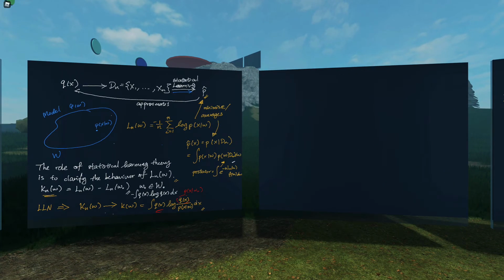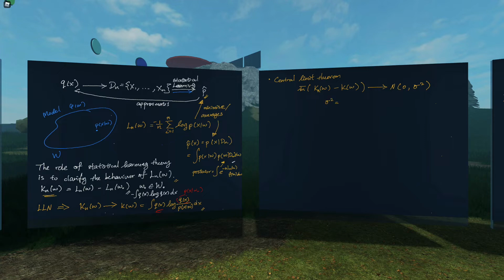The other thing that we can immediately see is using the central limit theorem. The central limit theorem says that if you scale Kn appropriately and centralize it with its mean, and scale it with root n, this converges in distribution to a normal distribution. Let me say it that way first and see what the variance of this distribution is.